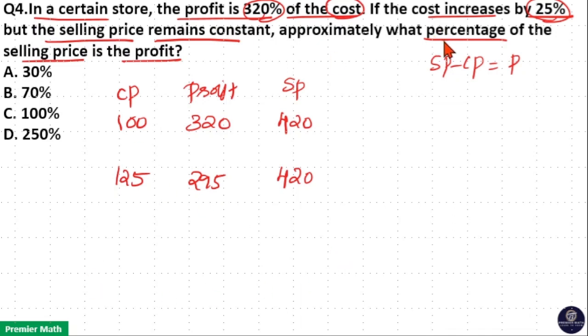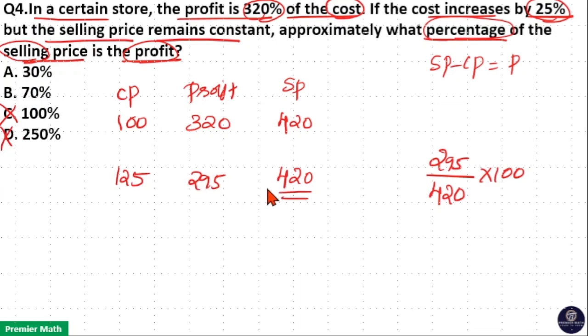Now we need to find out what percentage of selling price is the profit. Now profit is equal to 295. So we need to find out 295 is how much percentage of the selling price 420. Here 100% of 420 is 420, which means option C is not the answer. And you can see option D also is not the answer because 295 is less than 420.